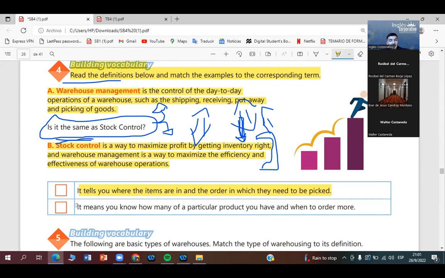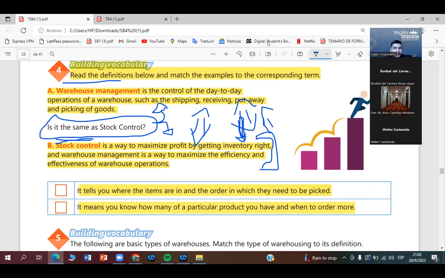Okay, right now, let's check the second paragraph or the second text. It means you know how many of a particular product you have and when to order more. So now that you read two of them, which one do you think is warehouse and which one do you think is stock control according to those? Ahora que ya leyeron los dos, ¿cuál creen que es el warehouse y cuál creen que es el stock control? Stock control is the first and warehouse management is the second? Okay. The rest?